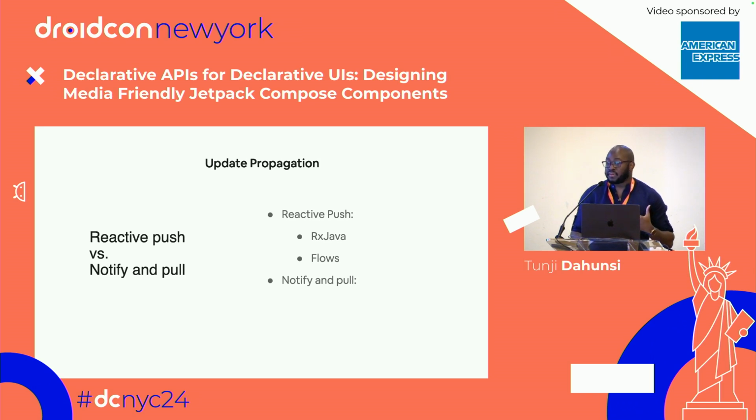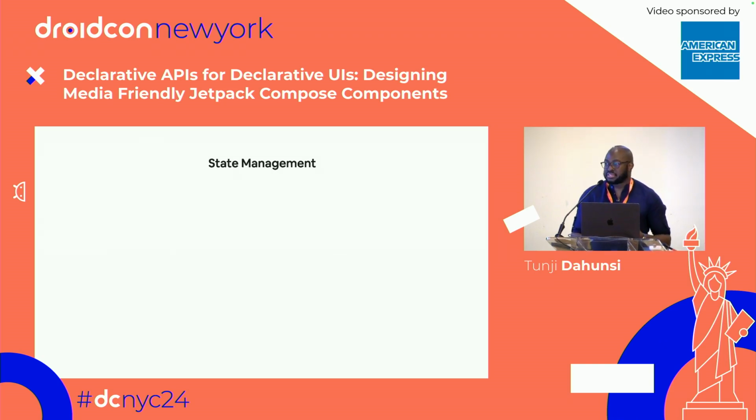Now, if you do notify and pull, this is a thing with APIs like ListenableFuture and Compose snapshot, but there is no implicit back pressure. If you use a ListenableFuture and do ListenableFuture.get and you have a listener, or in terms of Compose, when you get recomposed, there's no back pressure. You just get the callback when you get the callback.